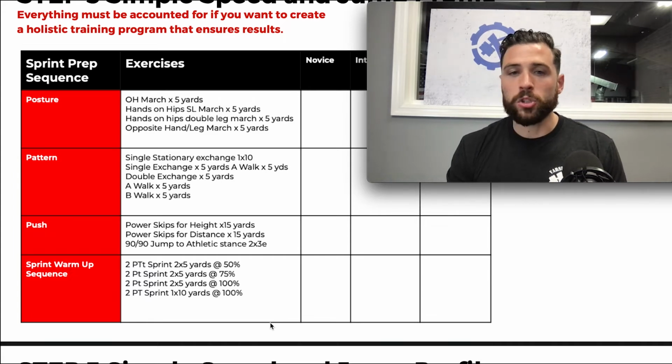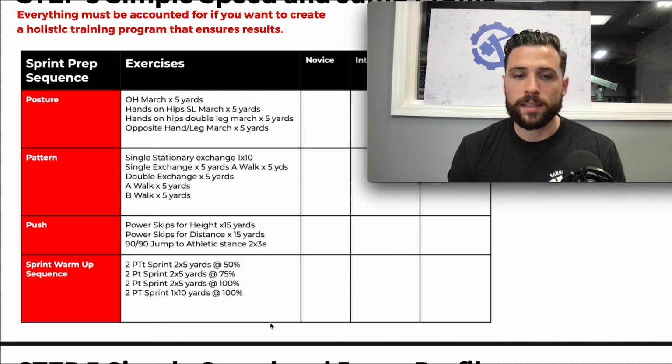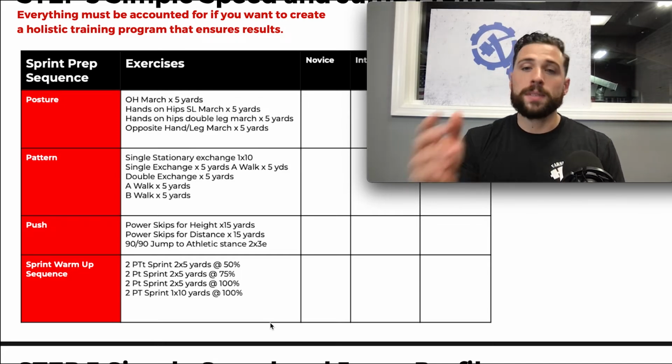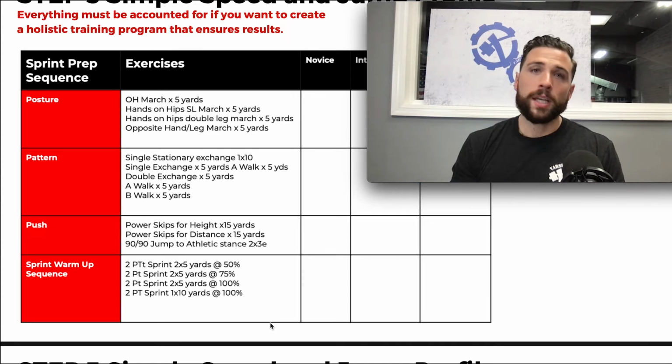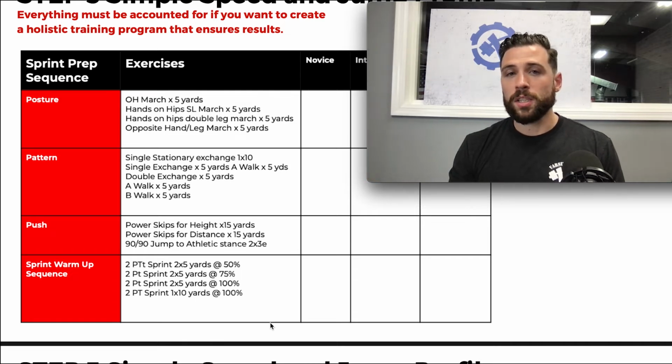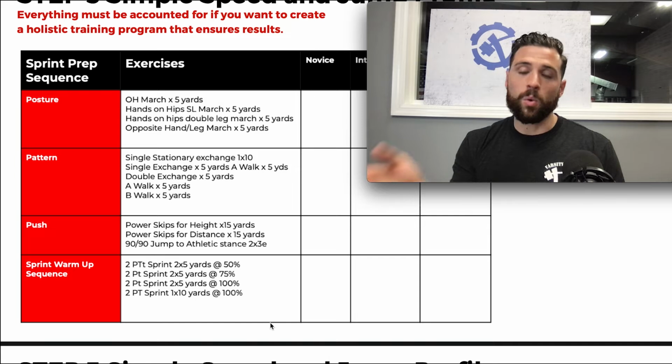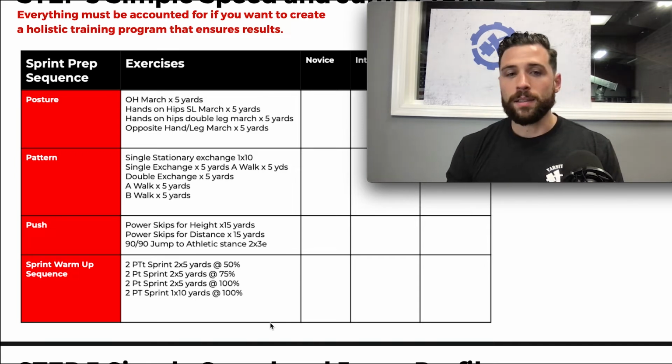You could call this push, you could call this torque, you could call this power, you could call this impulse, you could call it whatever you would like. This is just a simple ability for me to see how powerful an individual is without testing. Power skips: do they have some explosive ability, or can they not really get off the ground? For their power skips for distance, do they have good horizontal power, horizontal trajectory, or not?